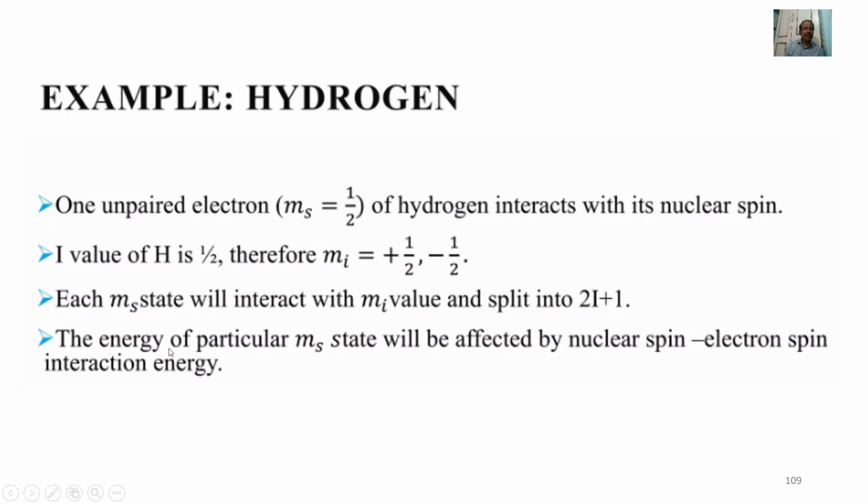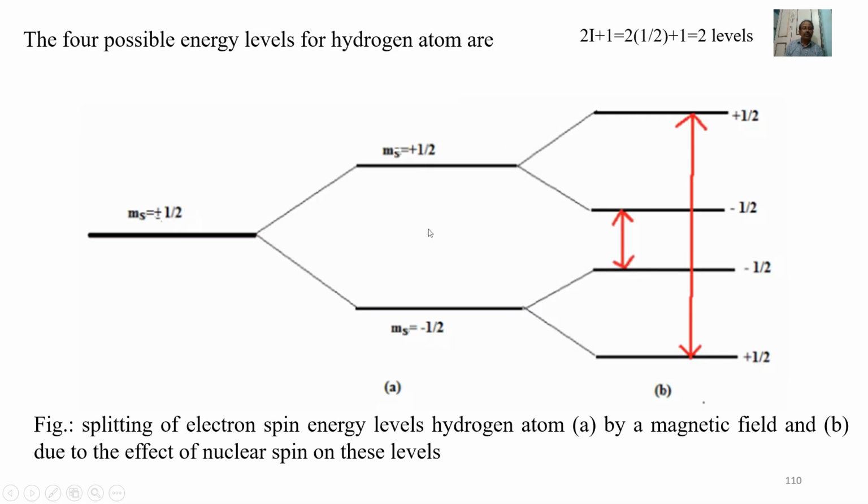The energy of a particular Ms state will be affected by the nuclear spin, electron spin, and interaction energy. So this is the splitting of the energy levels of the hydrogen atom, and this is about the first figure. In figure A, we find the effect of applying a magnetic field, and figure B shows the effect of nuclear spin on these levels. There are 4 possible energy levels of the hydrogen atom, given exactly like this. We'll find out now. So Ms equals plus or minus 1 by 2. When you apply a magnetic field, Ms will be plus 1 by 2 and Ms will be minus 1 by 2.